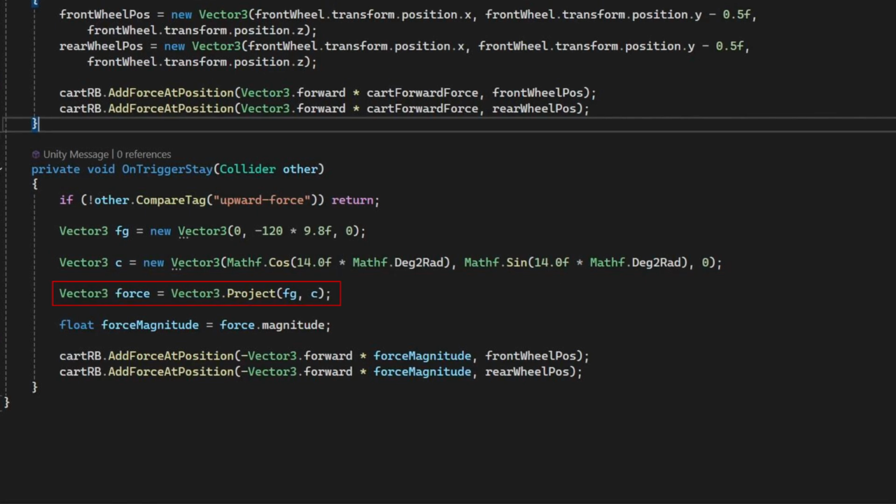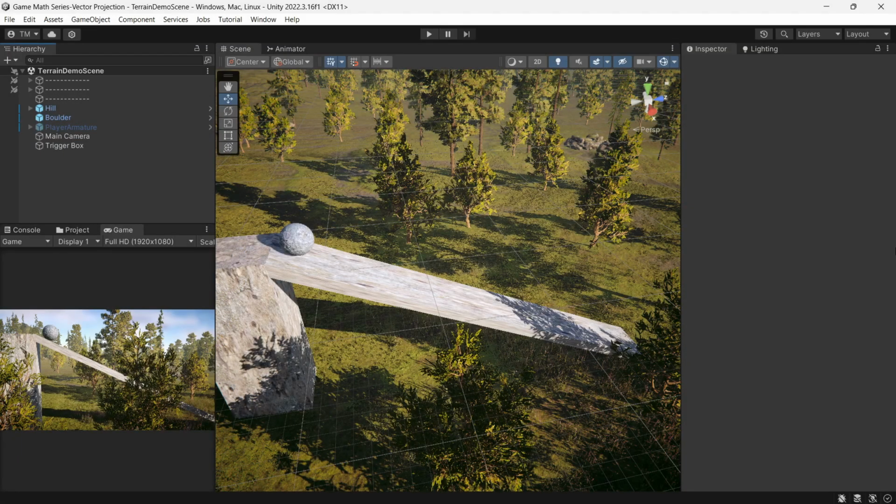Finally, to apply the projection, we can use Unity's built-in project method and store the result in a vector called force. You can definitely use the projection formula we derived in the theory part, but there's no need since the project method in Unity accomplishes the same thing. Since this is a vector, it has both magnitude and direction. We'll extract the magnitude by using the magnitude property on the force vector. This gives us the net force magnitude we want. Finally, we simply apply this force at the position of each wheel in the negative z direction to effectively stop the cart. Now let's take a look at the second project.